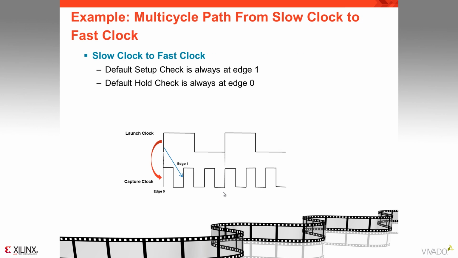In the case of a transfer from a slow clock domain to a fast clock domain, the default checks for setup and hold are as shown. While the hold check is typically not an issue, the setup might fail due to the tight requirement. In such cases, multi-cycle path constraints are needed for both setup and hold.